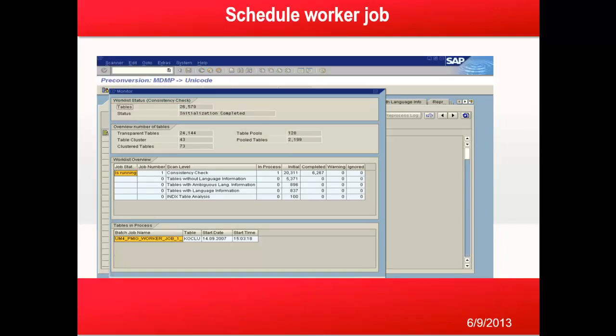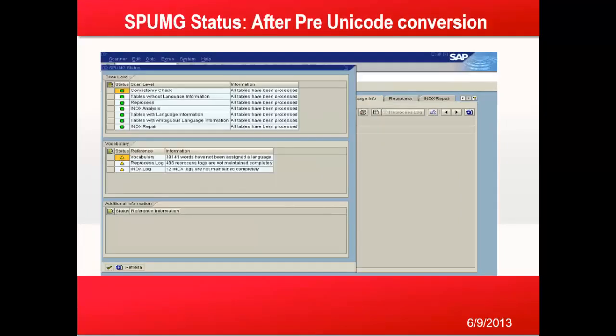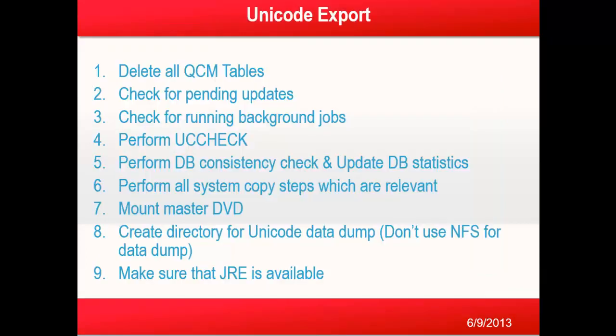Okay, schedule worker job. So SPUMG status after pre-Unicode conversion. For the Unicode export, we need to make sure that we delete all the QCM tables because they are not handled properly during the conversion. Check for pending updates, make sure that there are no updates. Using SM13 we can check that.